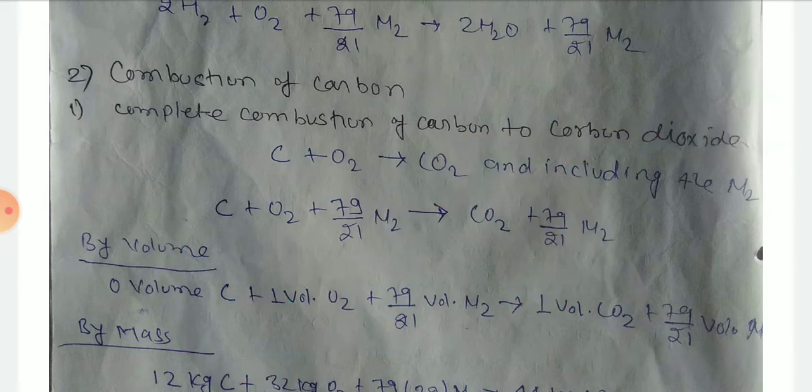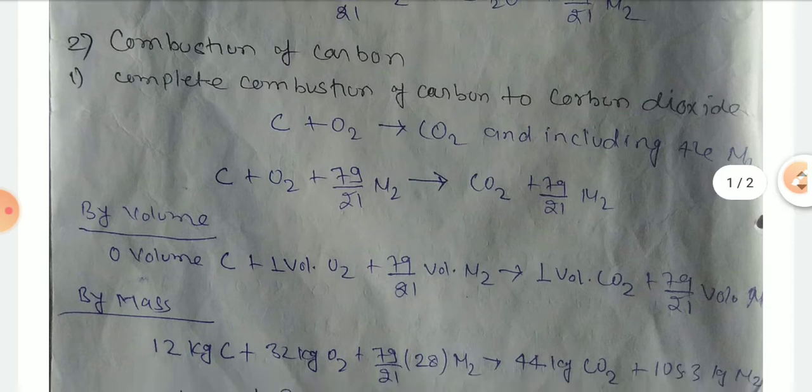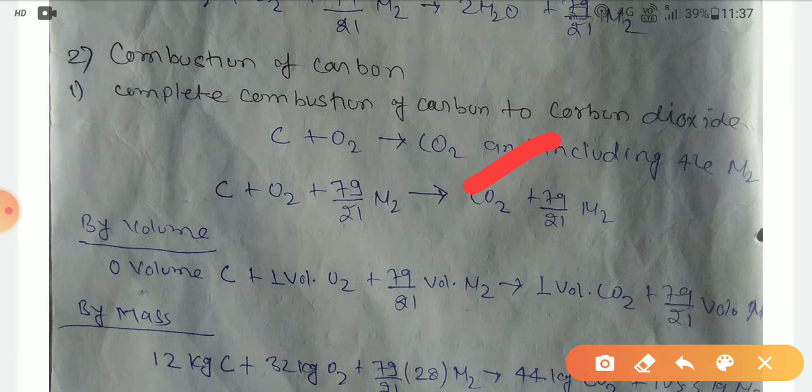Because I have already explained, we are going to calculate on the basis of volume, so you can write this. 1 mole of carbon forms 1 mole of carbon dioxide. First you have to check whether this equation is balanced or not. Here there is 1 atom of carbon, and here also 1 atom. Here there are 2 atoms of oxygen, and here also 2 atoms. That equation is balanced.